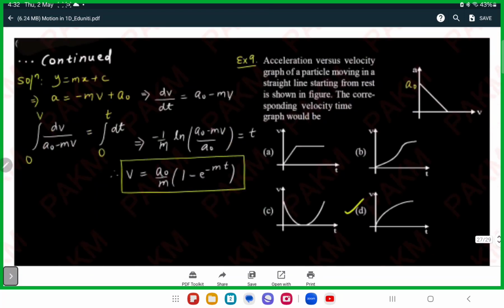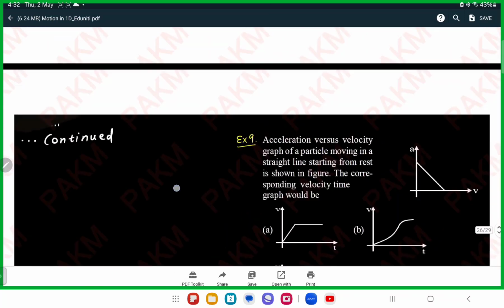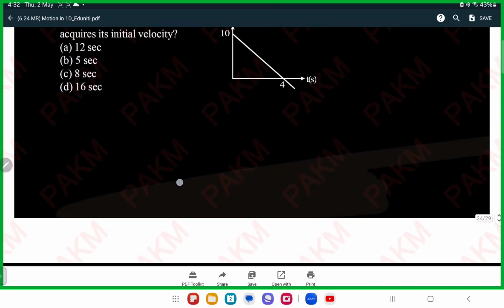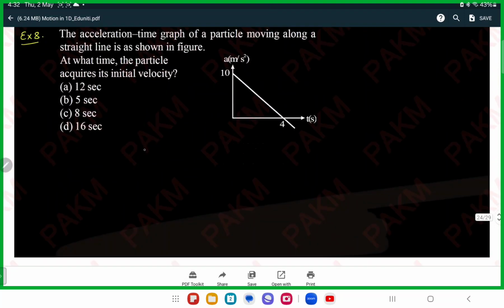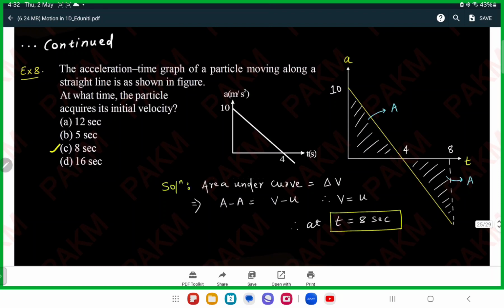Now, these are the questions that are based on it. So let's quickly see. Now here, this graph is an a-t graph. In the a-t graph, a straight line is shown. At what time does the particle acquire the initial velocity: 12, 5, 8, 16? Now here we can say the acceleration-time graph they have given already.